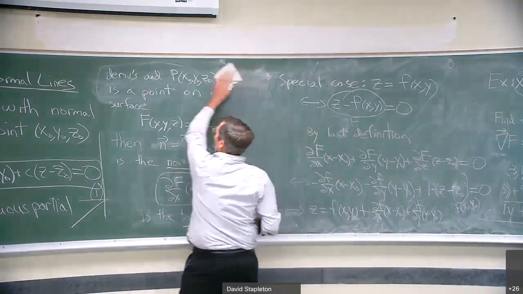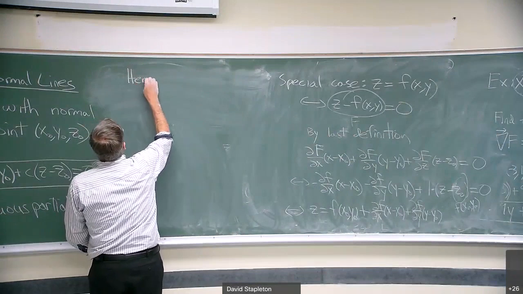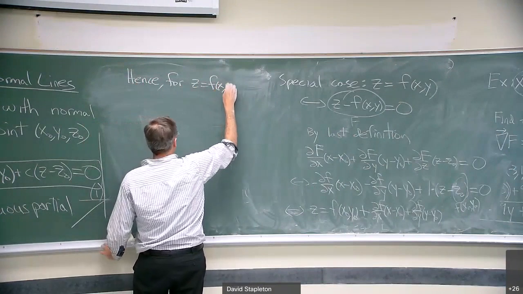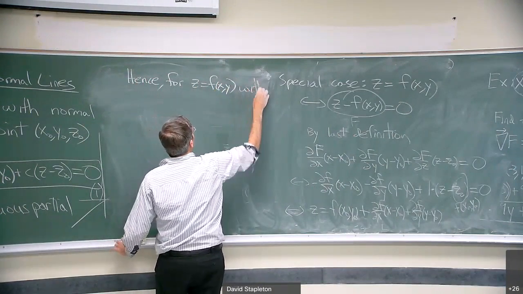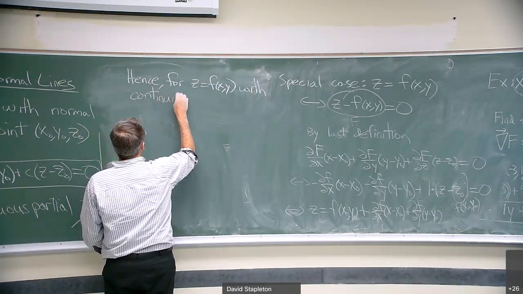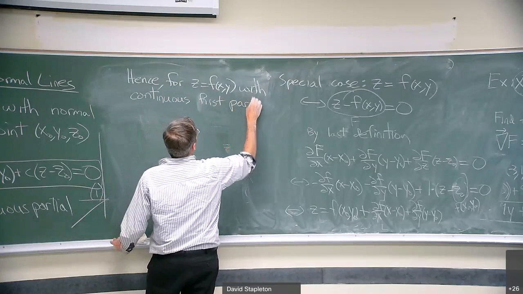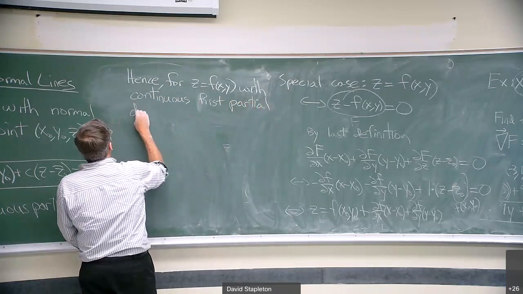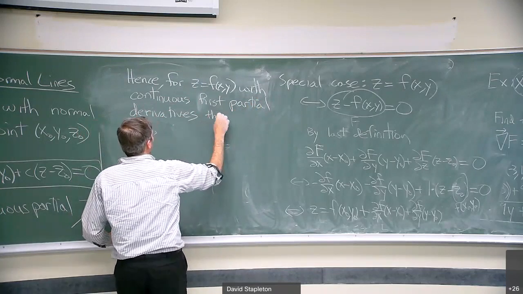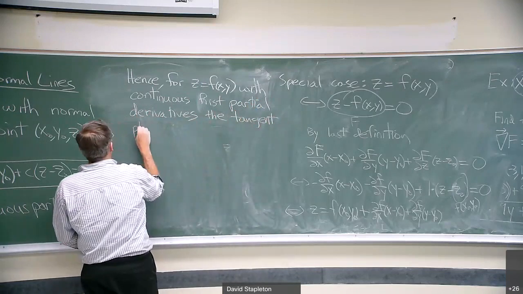So that is a theorem, if you like. That for the special case that comes up all the time, z equals f of x, y, having continuous partials. That was a hypothesis of the first theorem, so we have to carry this over. Continuous first partial derivatives, that is. The equation of the tangent plane 2 becomes this one, which I guess we can call 4.